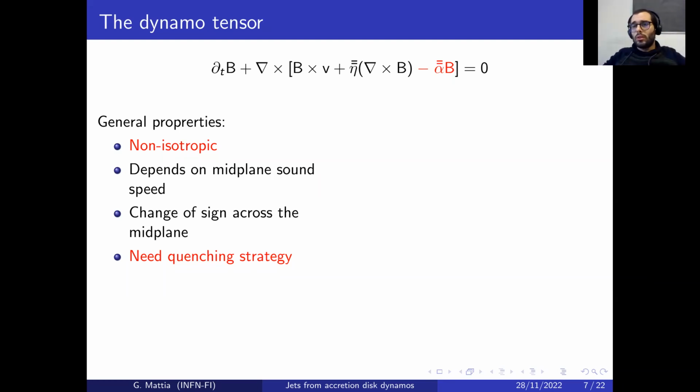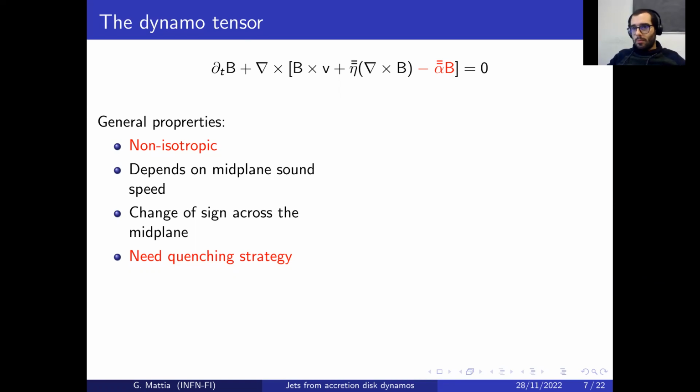And also, a point that I started discussing 2 slides ago is that here we don't have the suppression of the MRI and the turbulence from the magnetic field. So we have to find a quenching strategy for the dynamo. We have to suppress the dynamo in some way. Otherwise, the magnetic field will increase exponentially until our simulation crashes, because we have very unphysical values of the magnetic field. So how can we reproduce a consistent dynamo?